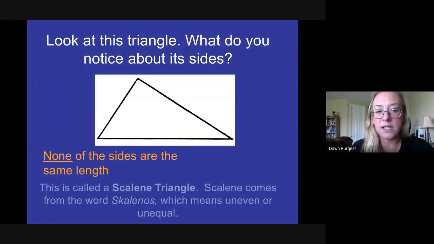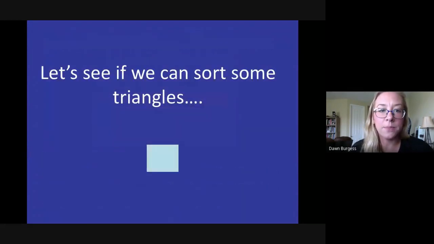So we notice that none of the sides are the same length. That's called scalene. Okay, let's see if we can sort some triangles now with the information that I just went over.